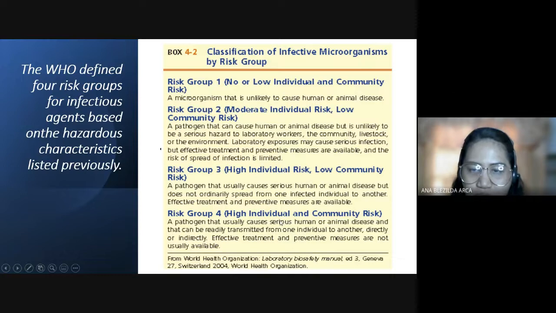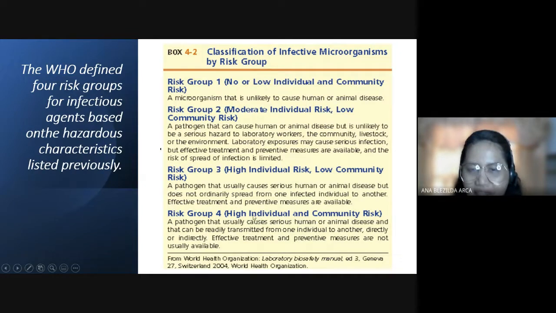Ito naman, risk group 4. May sakit ka, mas malala ang sakit mo, tapos nakakahawa ka pa. Ikaw yung may sakit, plus yung mga kasama mo sa trabaho may sakit. Pag umuwi sila, may sakit din yung mga pamilya nila. Ano example ng risk group 4 na yan? Yung COVID, di ba? Kaya nga may pandemic eh, di ba?